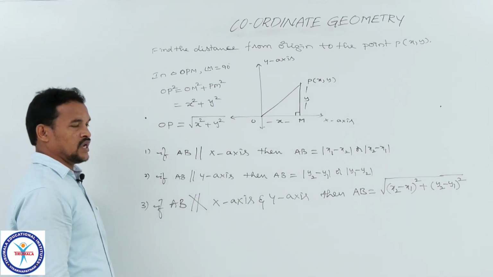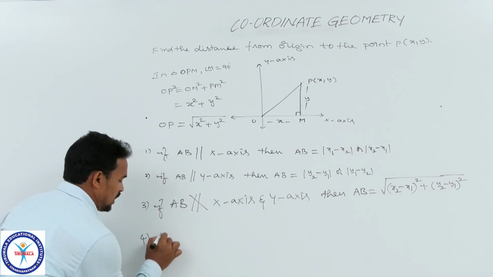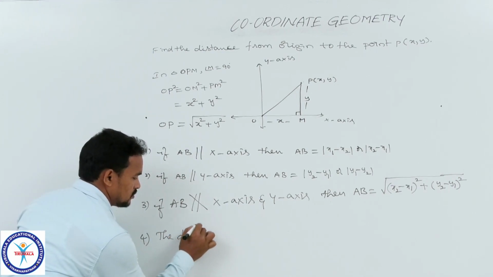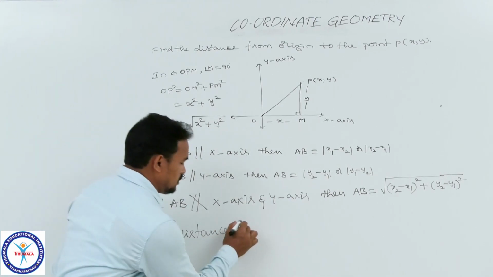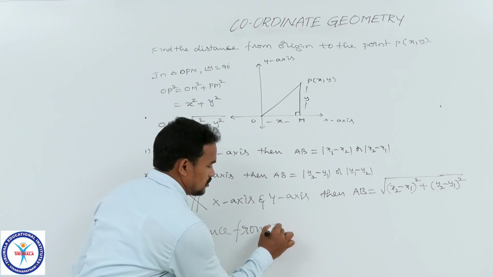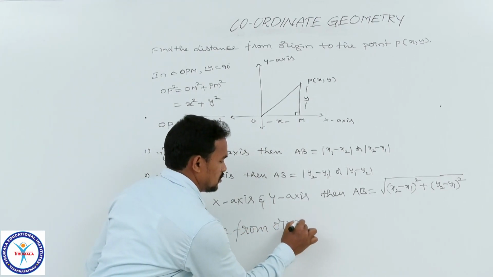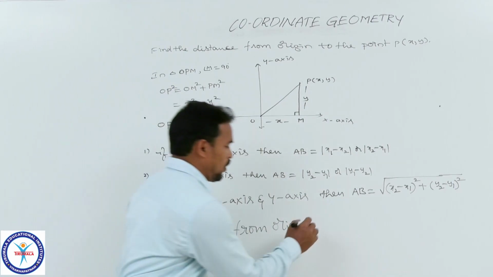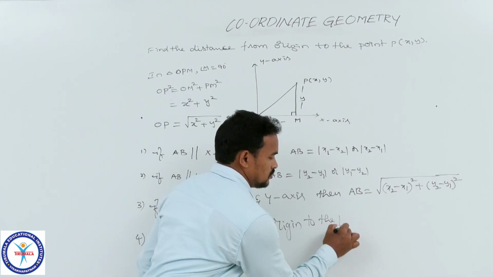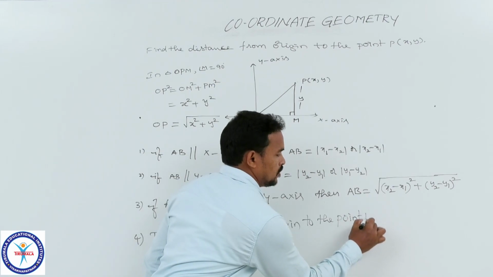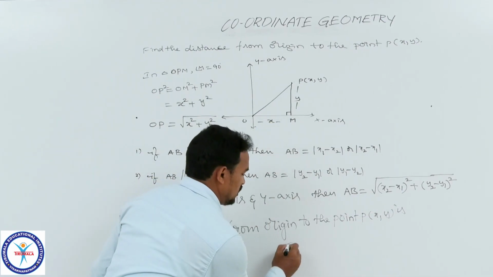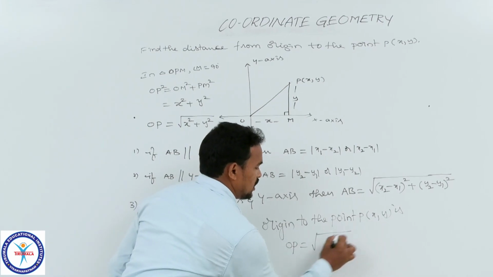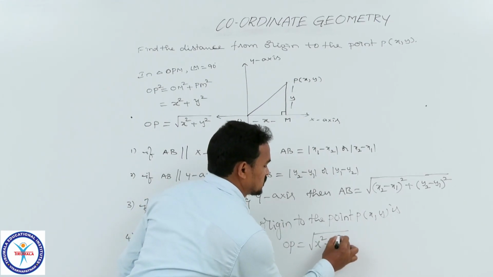One more point we learned: the distance from origin to the point P of x comma y, OP, is root over x square plus y square.